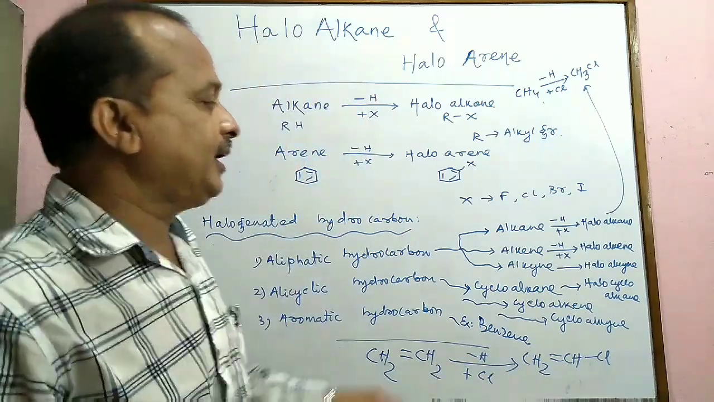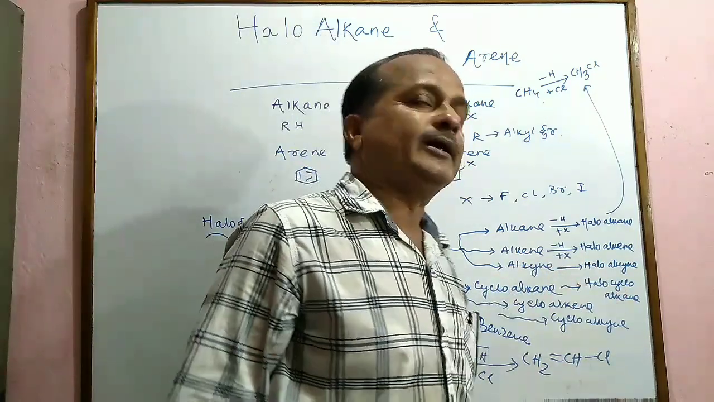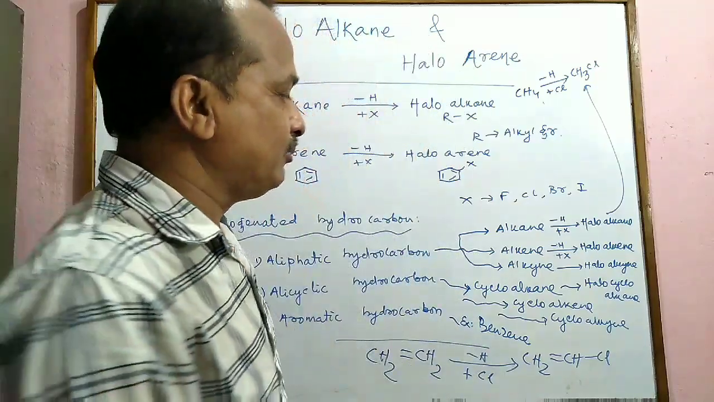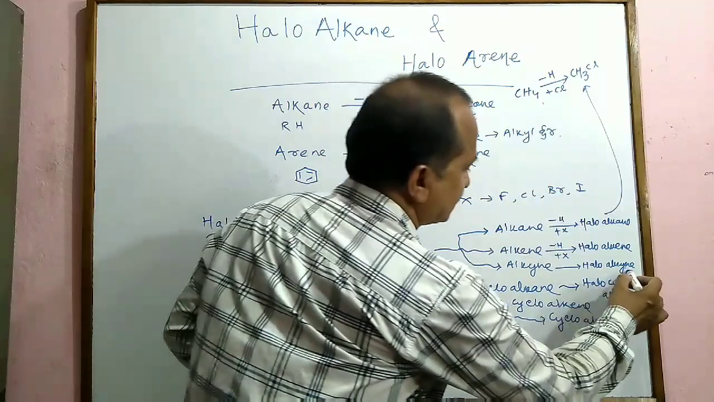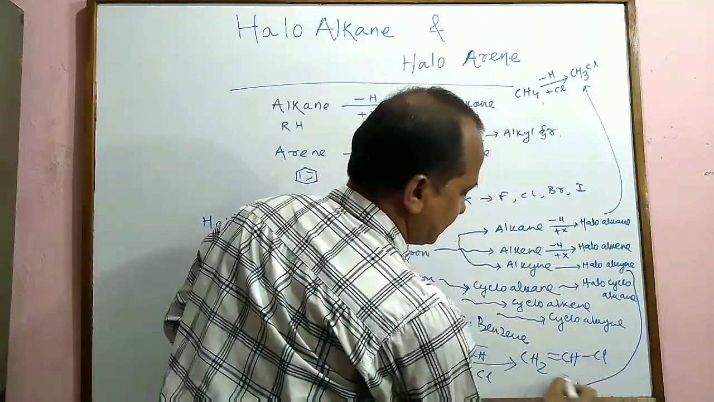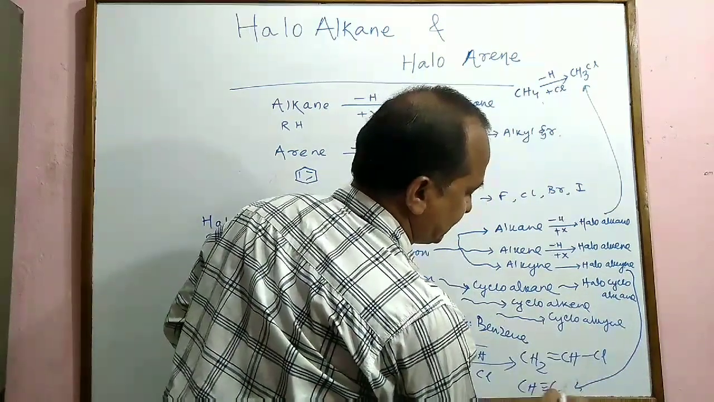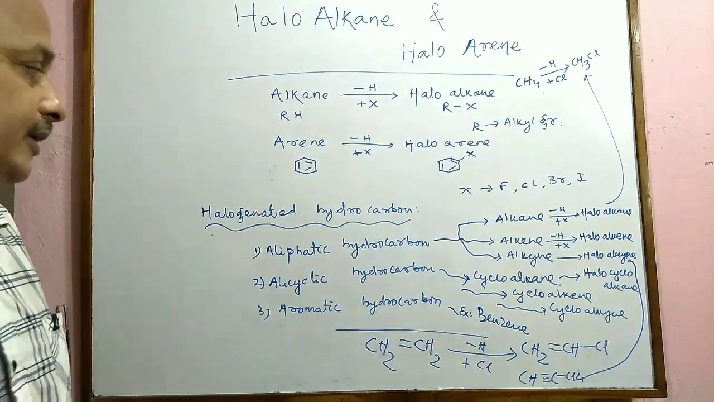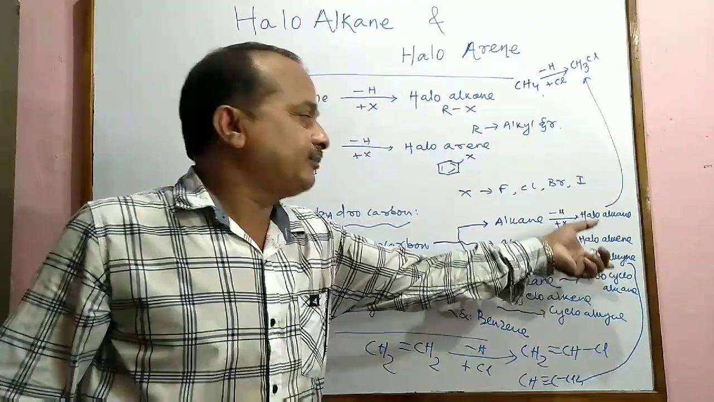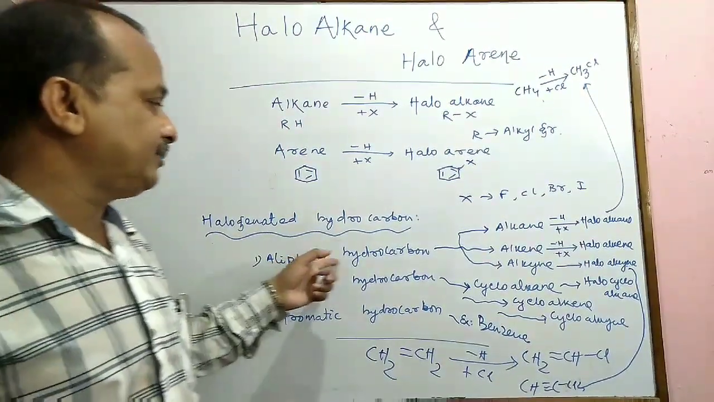Similarly, haloalkyne is the halogen derivative of alkyne. The simplest member, the first member of haloalkyne, I write here, CH≡CCl, chloroethyne. Okay, students, those are the three types of halogen derivatives derived from the aliphatic hydrocarbon.